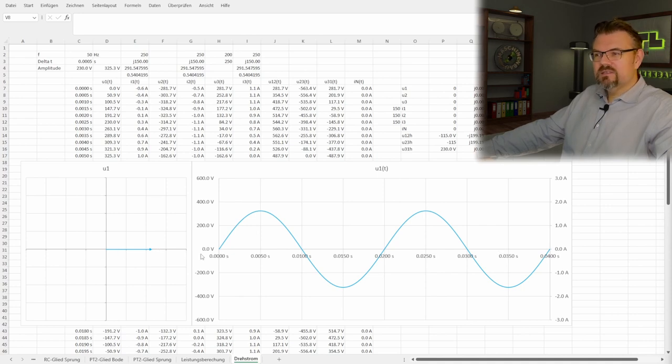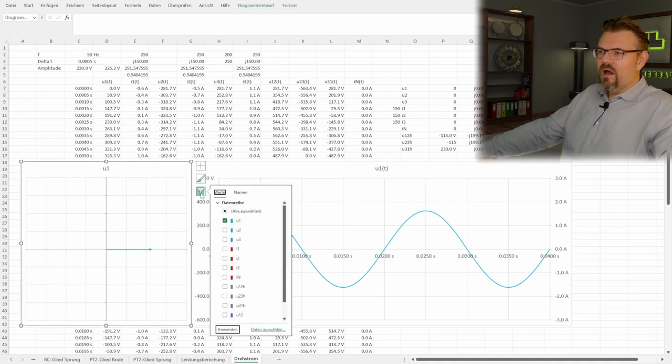The pointer is on the real axis, so we start at zero with our sine wave. I set it so that we have a period duration of 20 milliseconds, which means 50 hertz. This is what we usually have in our power system in Europe. 230 volts effective value, and 50 hertz. This is one phase voltage, this is U1.